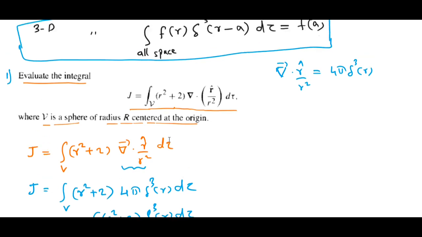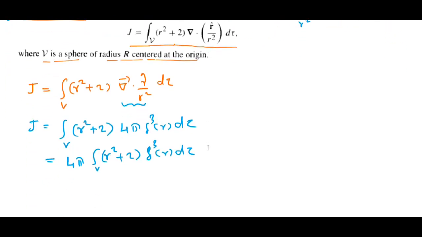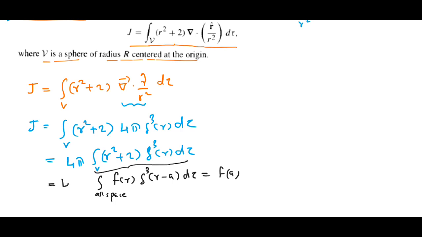Then what is the standard integral? The standard integral we have just written here. This is the standard integral in the three-dimensional delta function. We can use this expression to solve this kind of problem. That is, compare with the standard integral: over all space, f(r) delta cubed (r minus a) d tau is equal to f(a). I can compare these terms only. Still that 4 pi is here.